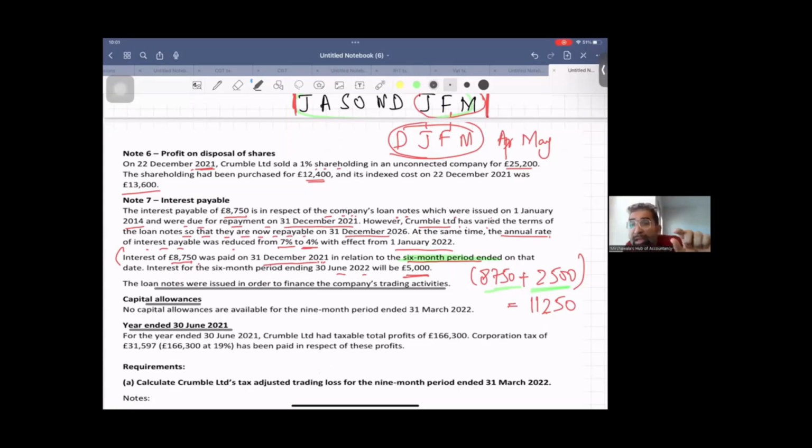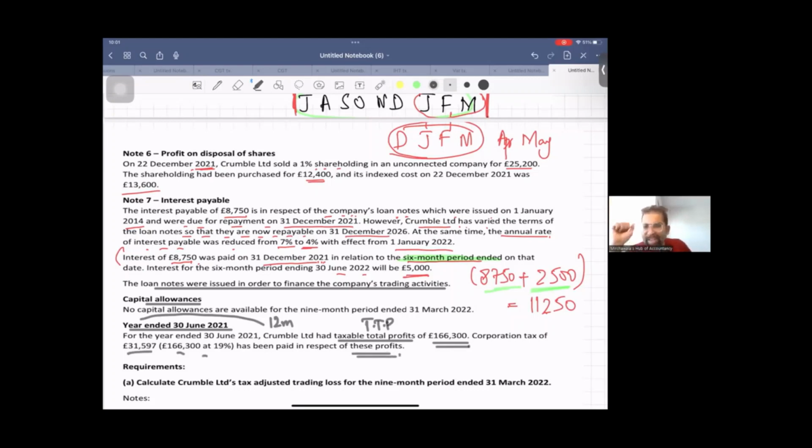See, they are using the word year. Year means 12 months. So the previous accounting period is 12 months period. And they are giving you the profit of previous accounting period. See, for the year ended 30th June 2021, Crumble Limited has TTP of 166,300. Corporation tax of this amount has been paid in respect of these profits.